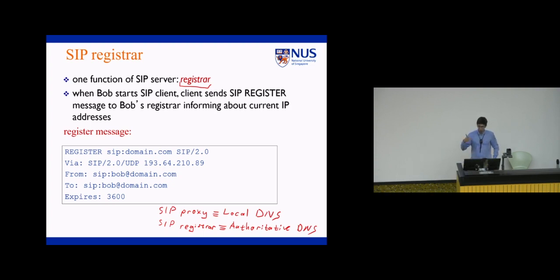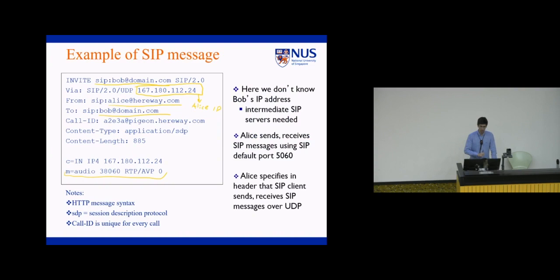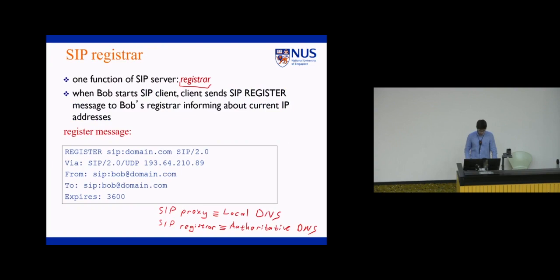So the DNS server translates the fixed host names to fixed IP addresses. And just like that, the SIP registrar translates fixed identifiers like the SIP address and the phone numbers into dynamic IP addresses. A SIP proxy is the first point of contact where you send this message to resolve an IP address of a SIP client.